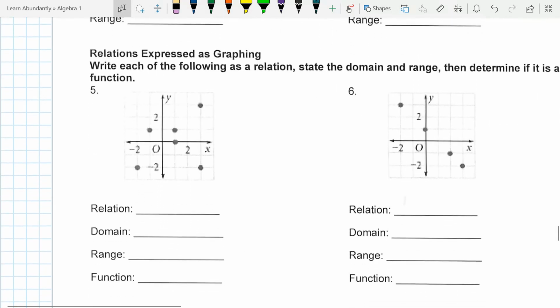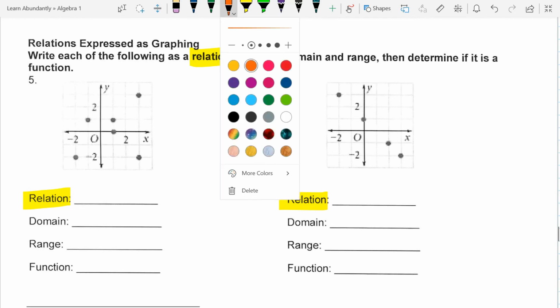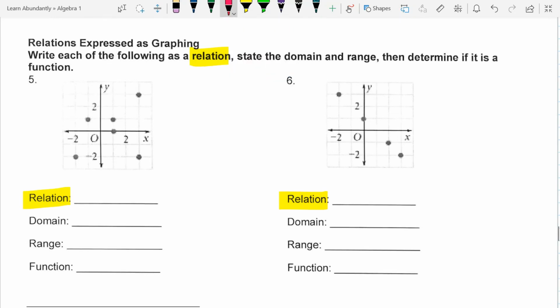And once you get down to number 5 and 6, what you want to try and do is when it says write the relation, that means write the list of ordered pairs. So, for example, if we were going to go ahead and do number 6, we go ahead and write the list of ordered pairs. There's 4 of them. And then we have a curly bracket. So then we would also have the domain and range. And lastly, we could use the vertical line test when we're looking at the graph. All right.